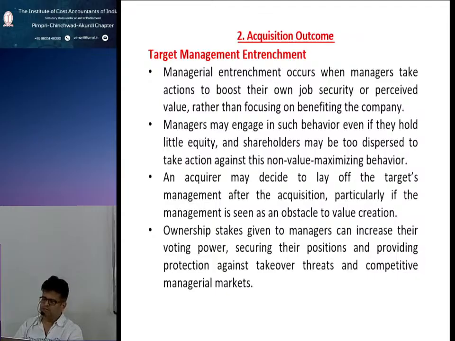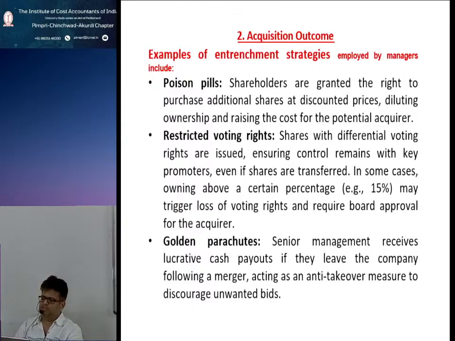Ownership stakes given to managers can increase their voting power, securing their positions and providing protection against takeover threats and competitive managerial markets. Examples of entrenchment strategies employed by managers include poison pills, where shareholders are granted the right to purchase additional shares at discounted prices, diluting ownership and raising the cost for a potential acquirer.